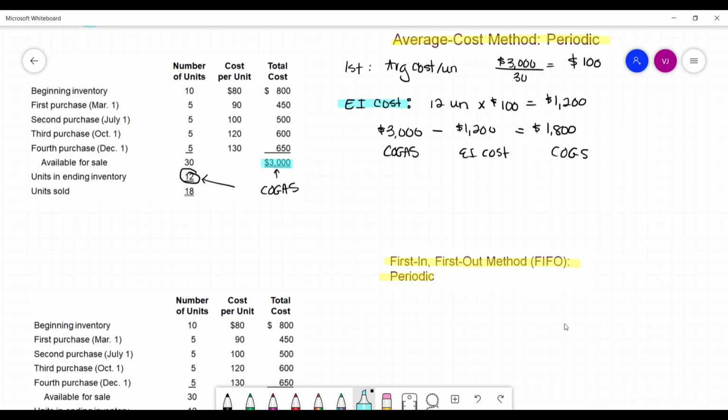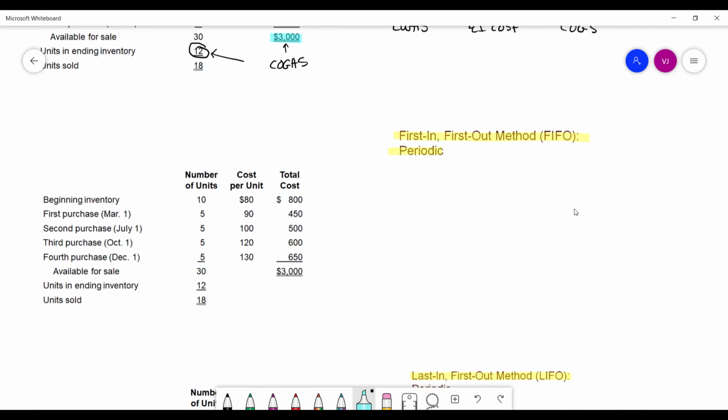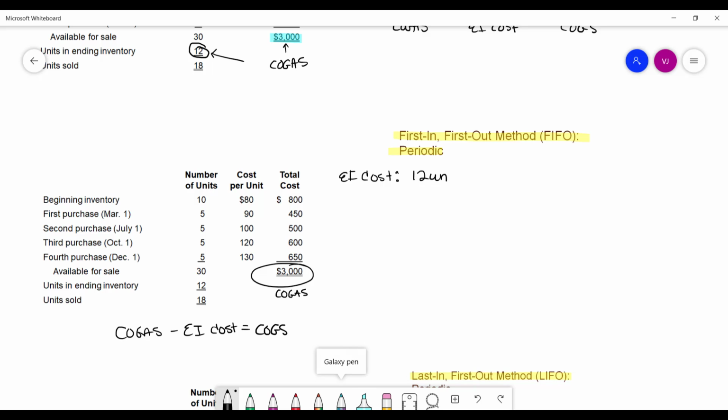Now what about FIFO, first in, first out? Okay, so again, very similar. The only difference is how we determine the cost of ending inventory. That's what we always want to find first, is cost of ending inventory, because we know this is our cost of goods available for sale, but we know that cost of goods available for sale minus ending inventory cost gives us cost of goods sold. So how many units do we have left? Well, we have 12 units left. So that means we sold 18.